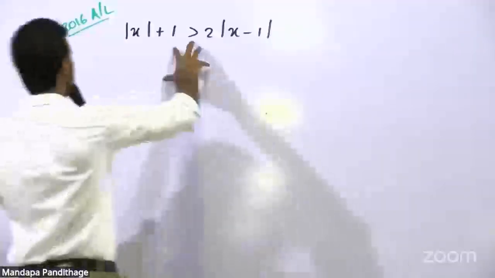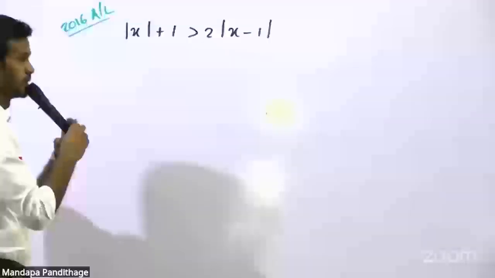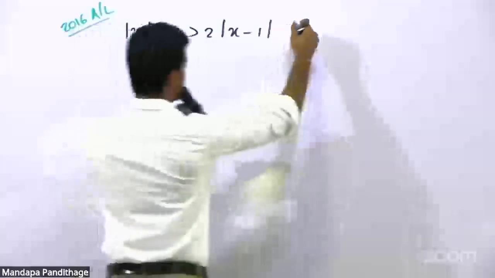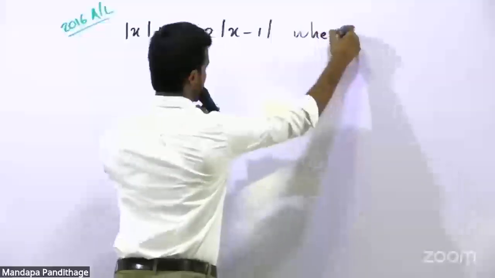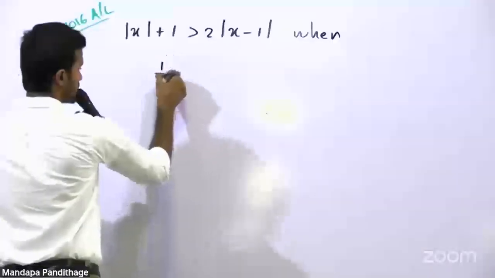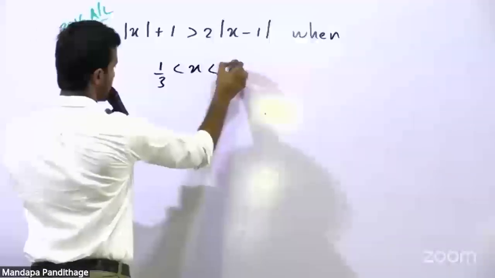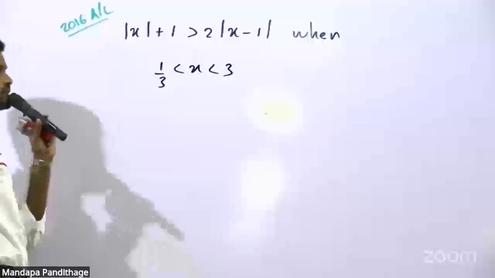Okay, so here we have got the answer. When you solve this inequality, this is greater than this when x is greater than 1 over 3 and less than 3. So this is the solved answer.